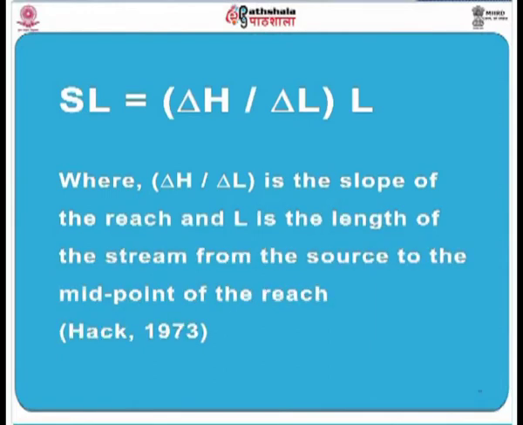The slope of a straight segment on the semi-logarithmic plot is k, which is equal to the product of slope and stream length. It is called the stream length gradient index. The gradient of smaller reaches of the stream, except near the source, can be calculated using the formula SL equals delta H by delta L multiplied by L, where delta H by delta L is the slope of the reach and L is the length of the stream from the source to the midpoint of the reach for which we are measuring this ratio.